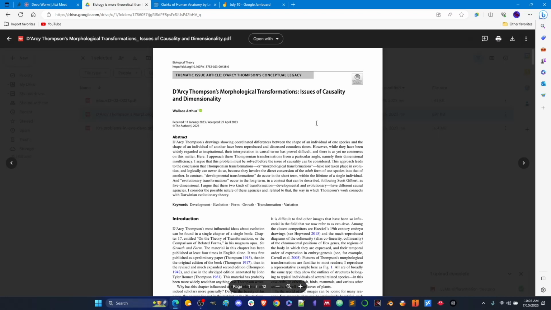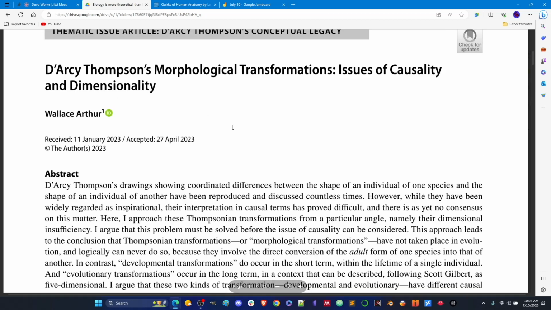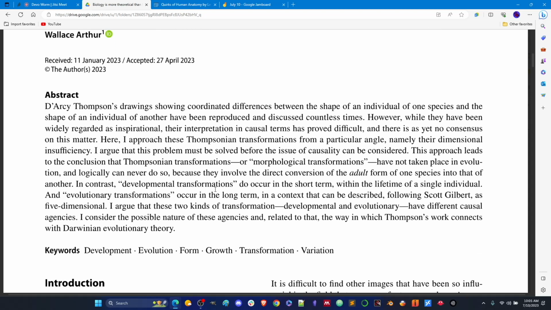Related to that is this paper by Wallace Arthur, and this is from Biological Theory. This is on Darcy Thompson's morphological transformations, issues of causality and dimensionality. Of course, we've talked about Darcy Thompson before, who did a lot of things with mathematical transformations and looking at organismal phenotypes and how they change across species. So if you take a fish and you put it on a grid and you map the intersections of the grid to the landmarks of the fish, the phenotypic landmarks of the fish.